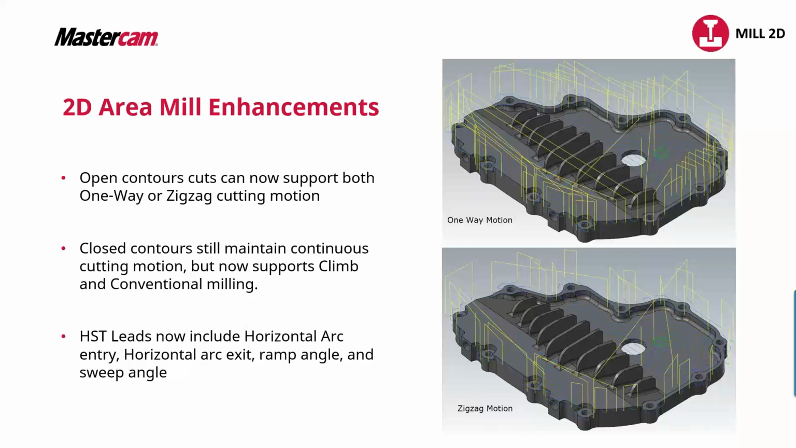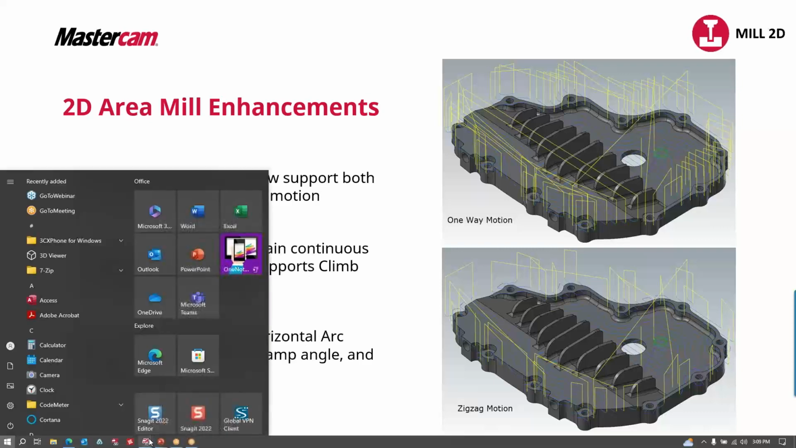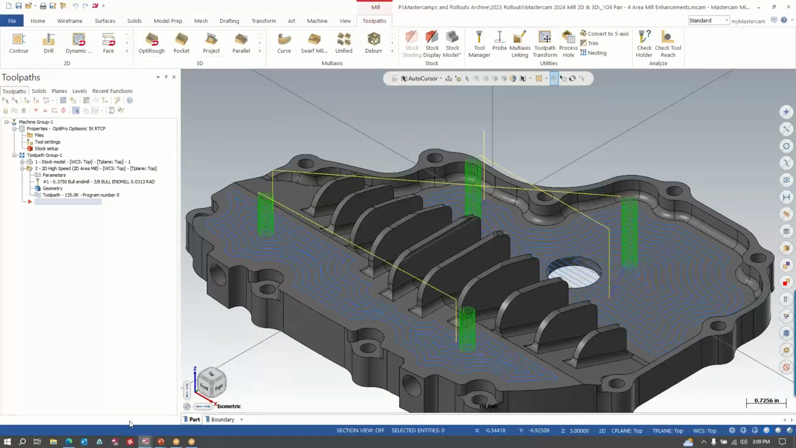High-speed tool leads now include horizontal arc entry and exit, ramp angle, and sweep angle. Previously, this was only available to certain 3D high-speed tool pathing. Additional 3D high-speed tool pathing now gives us the option for setting our first and last leads. So let's take a look at our 2D area mill. Let's jump into our first part.